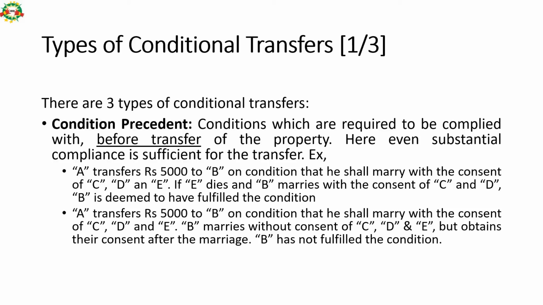So in another case, I told you, you please get married after taking permission from C, D, E. You got married without intimating, without taking permission from any of them, C, D, E. But after getting married, you approached C, D, E to get their consent after the marriage. Then the condition is not fulfilled.